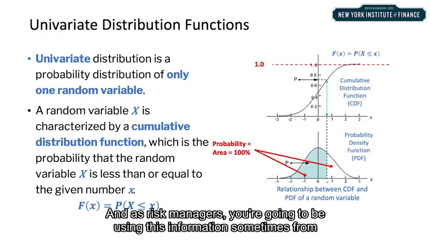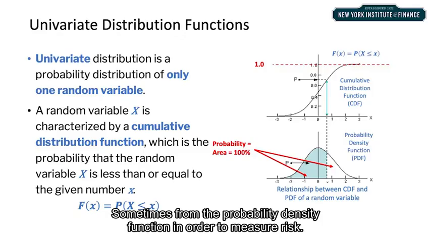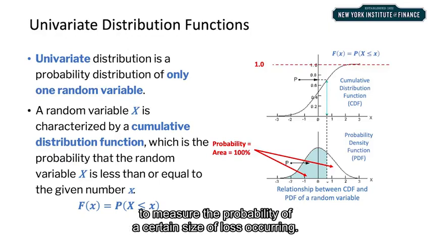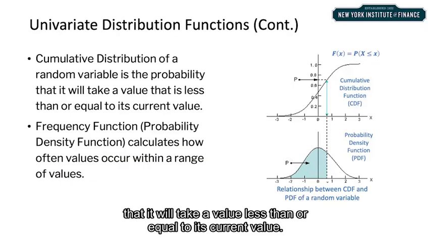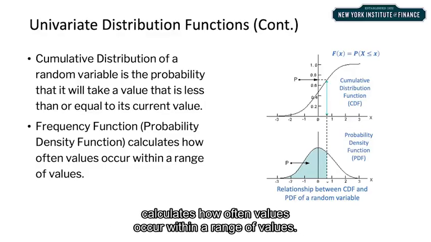And as risk managers, you're going to be using this information, sometimes from the cumulative distribution function, sometimes from the probability density function, in order to measure risk, to measure the probability of a loss occurring, or to measure the probability of a certain size of loss occurring. To summarize, the cumulative distribution of a random variable is the probability that it will take a value less than or equal to its current value, and the frequency function, also known as the probability density function, calculates how often values occur within a range of values.